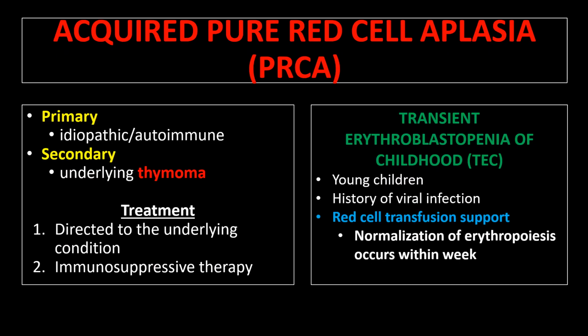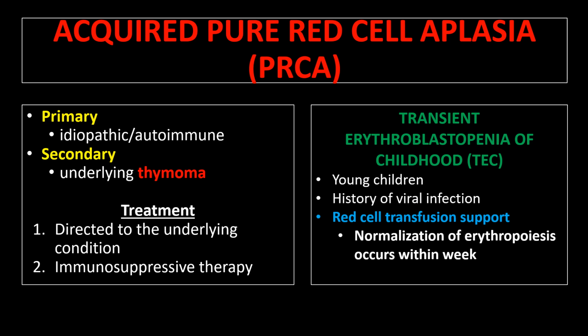So we mentioned that your pure red cell aplasia can be either acquired or congenital. For the acquired, it is subcategorized as either primary or secondary. For the primary, usually the cause is idiopathic or autoimmune, so these are unknown causes. For the secondary, usually there is an association with an underlying thymoma, other hematologic malignancies, the presence of solid tumors, infection, chronic hemolytic anemia, other collagen vascular diseases, and exposure to drugs or chemicals.